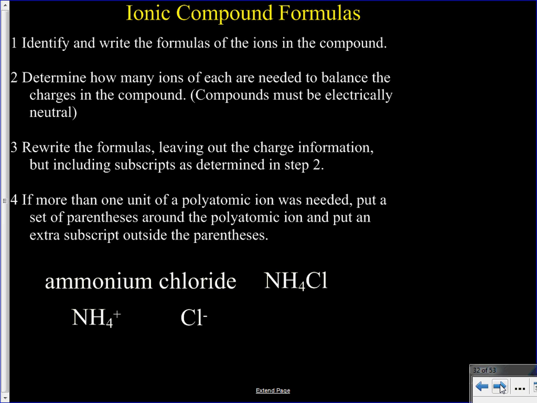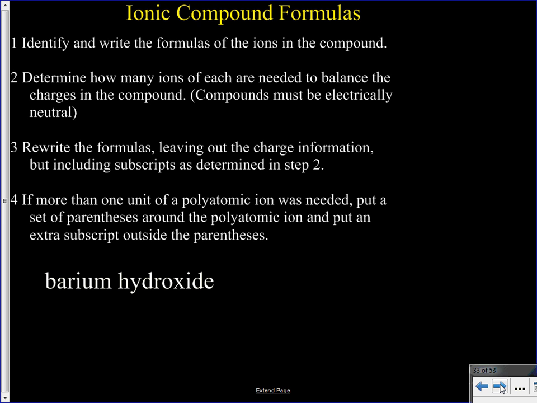Now, we've got a polyatomic ion here, and according to step 4, it says if you need more than 1 unit of a polyatomic ion, well, we only need 1 unit, so we don't have to worry about step 4. We're already done after step 3. But in our next example, we have barium hydroxide. Again, we have another polyatomic ion here.